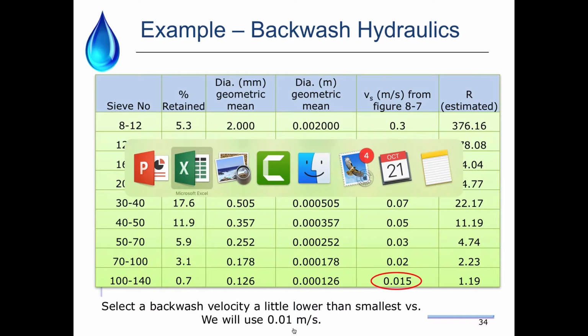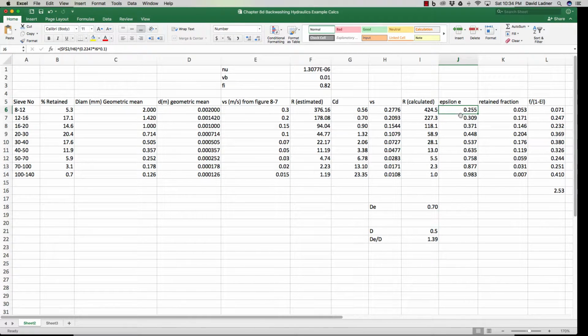Okay. So that's that. We can calculate epsilon E using that equation that we just saw. Now the retained fraction is, again, just the percent retained divided by 100 to give us that fractional number. And we calculate F over 1 minus epsilon, it says EL, let's go ahead and change that right now to EE, the expanded bed porosity, E for expanded. And we sum all of that up to 2.53.